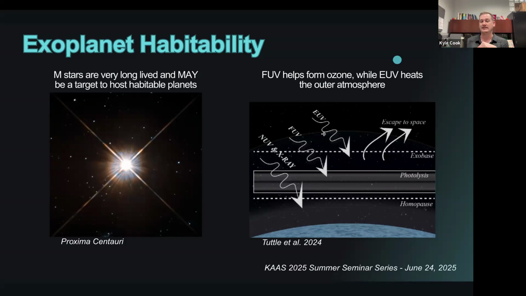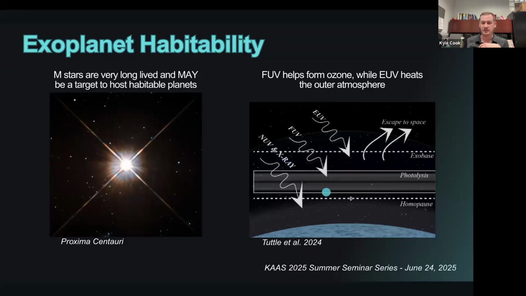The other idea is down here in the far UV, which is actually really good at helping form your ozone. Because you can have your molecular oxygen, two oxygen atoms bound together. Your far UV comes in and then it splits them apart. And when it splits them apart, these two oxygen atoms can go find a different molecular oxygen and join up.